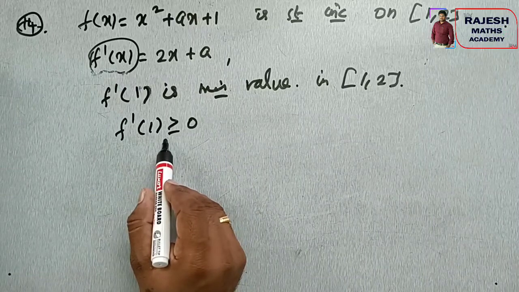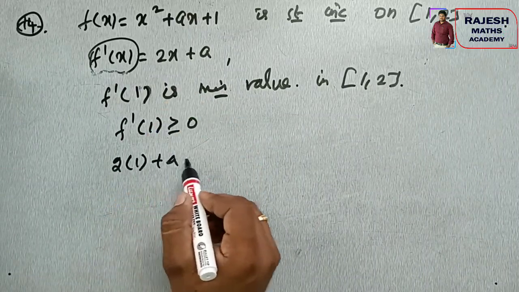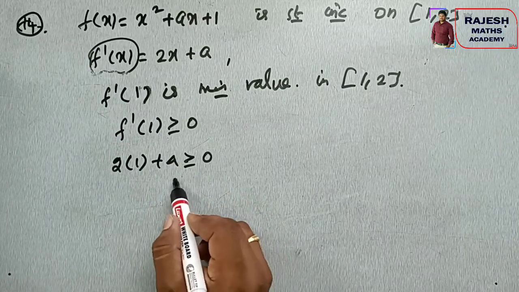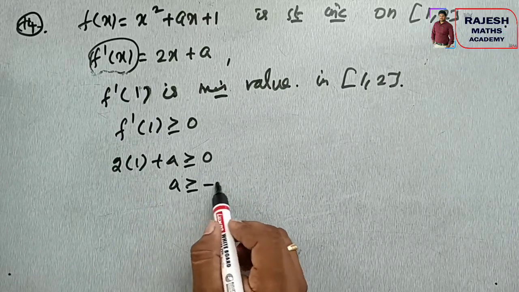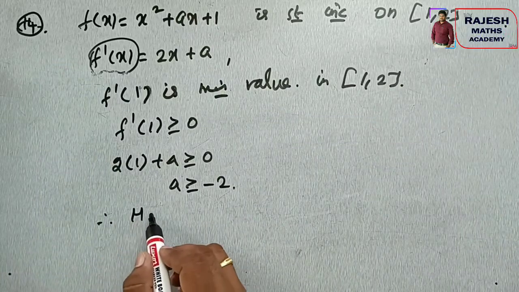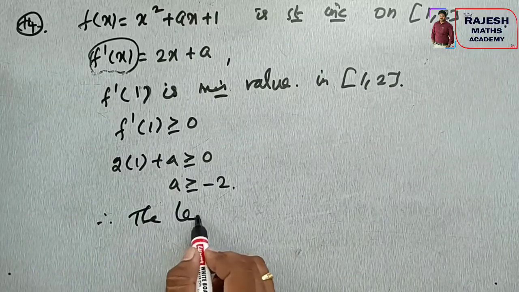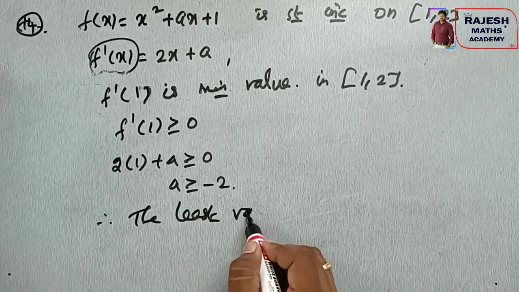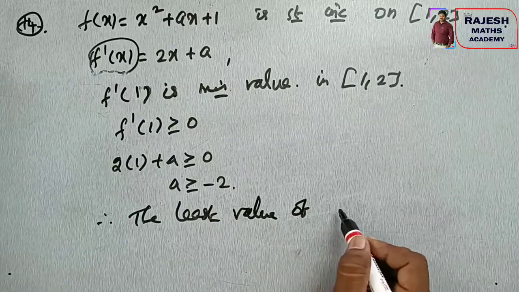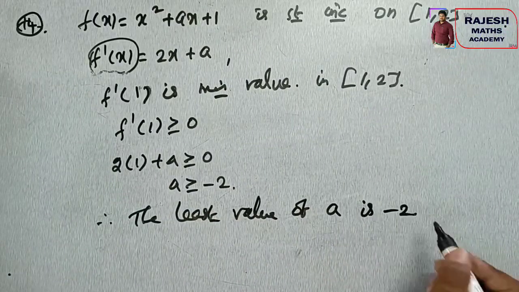So f dash of 1 greater than or equal to 0 means substitute there. So we get 2 into 1 plus a must be greater than or equal to 0. Now a must be greater than or equal to minus 2. Therefore, the least value of a is minus 2.